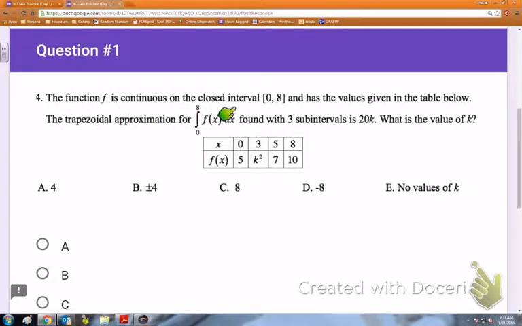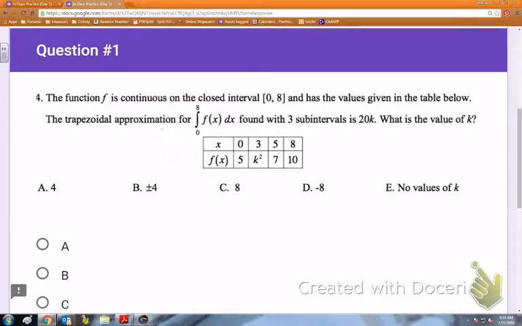So it says a function is continuous on the closed interval from 0 to 8 and has the values given in the table below. They want a trapezoidal approximation for the integral from 0 to 8, found with 3 subintervals. And they're telling you the solution is 20k, and they want to know what's k. So first of all, remember that the integral just means the area under the curve. So if you plot these points, they would want the area under all of those in trapezoidal form.